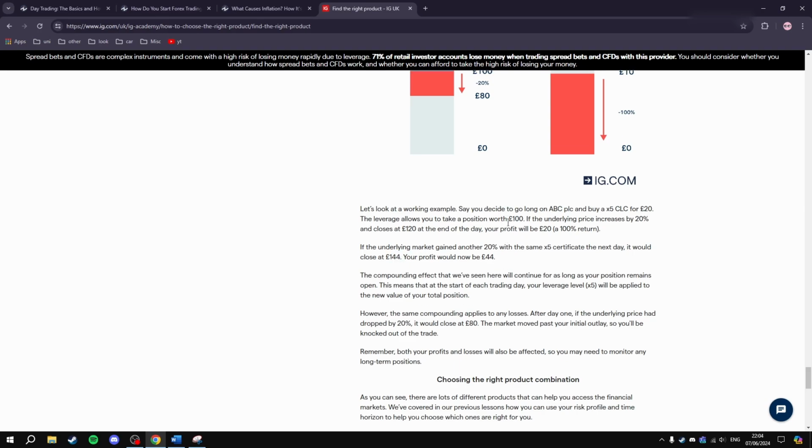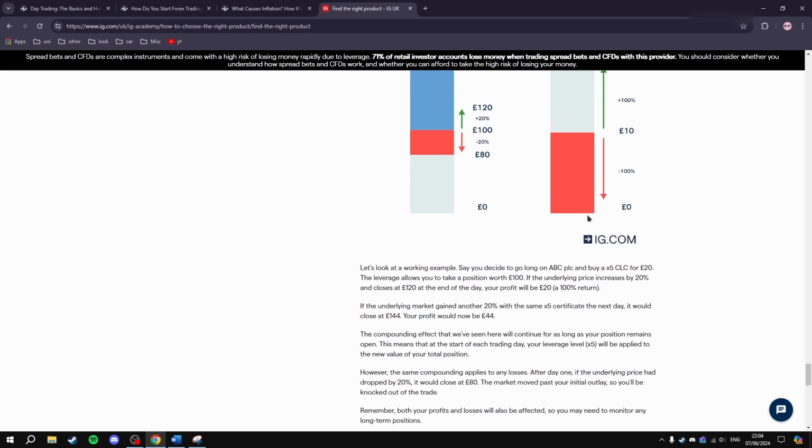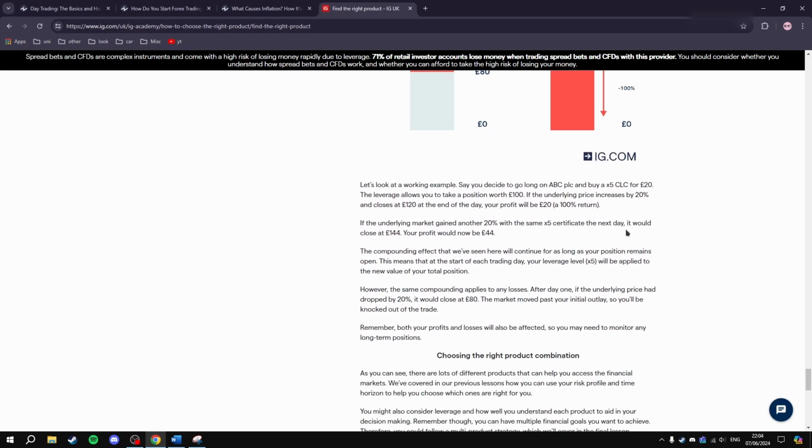The compounding effect that we've seen here will continue for as long as your position remains open. This means that at the start of each trading day, your leverage level times 5 will be applied to the new value of your total position. However, the same compounding applies to any losses. After day 1, if the underlying price has dropped by 20%, it will close at £80. The market moved past your initial outlay, so you would be knocked out of the trade. £100 minus 80 is 20, and you only put in 20, so you're out.